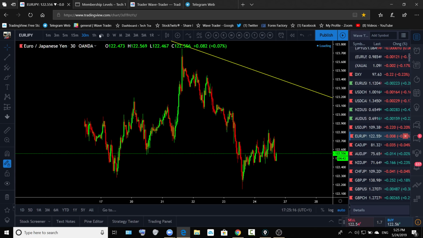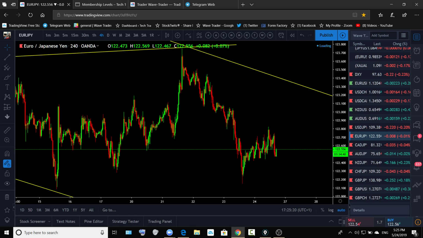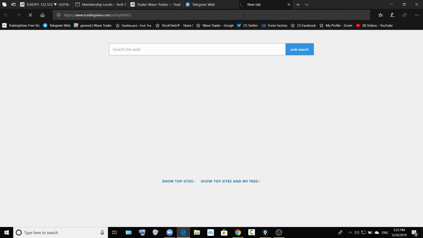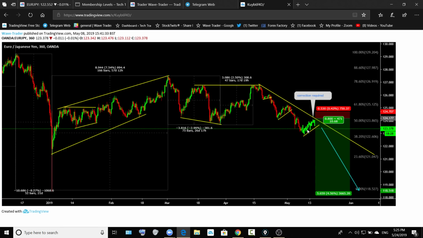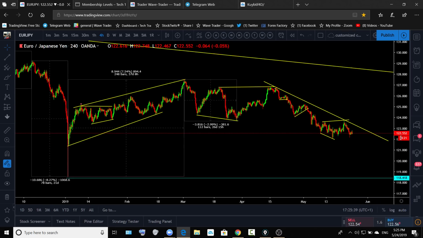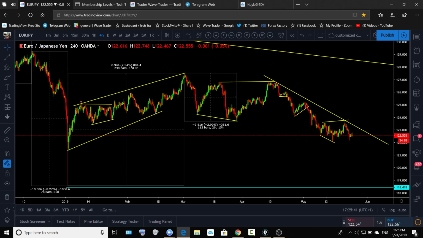Similar analysis on this pair, right? We had the same analysis on the euro yen chart as well. We were expecting a correction to happen. That correction appeared, and price is just pushing lower. The correction was in the form of an expanding triangle.